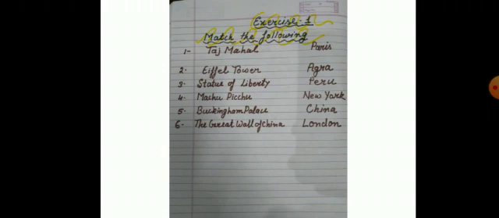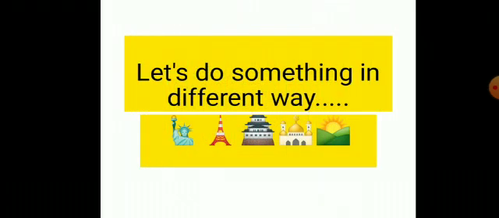After doing this exercise, we will play another game or another exercise we will do in a different way. As you can see in this picture, at the down, some pictures I have given, like Statue of Liberty and the Eiffel Tower and other pictures. So what you have to do? You have to collect all these pictures and paste in your scrapbook. Okay, and after that, write the names of them under the pictures.